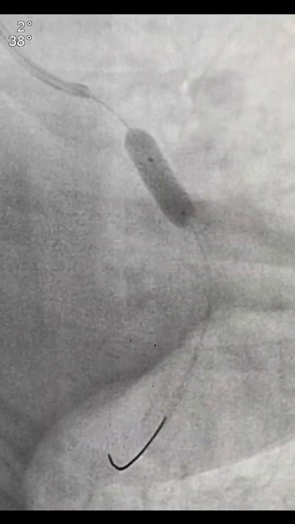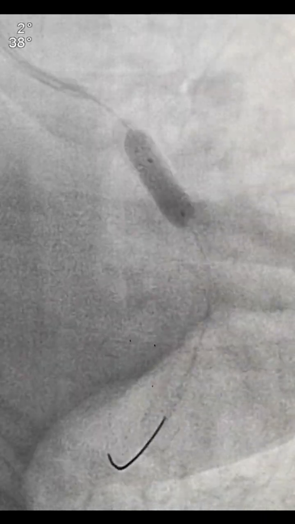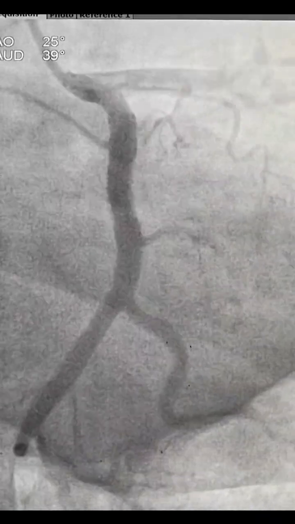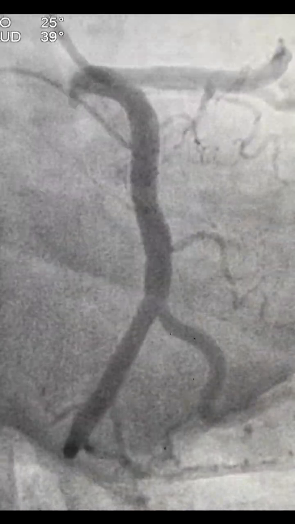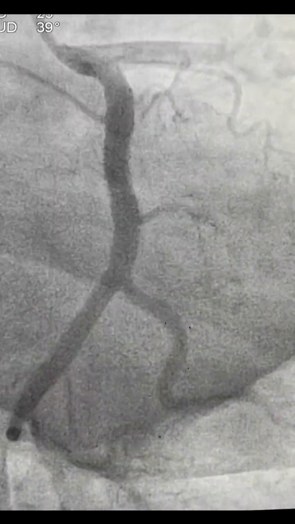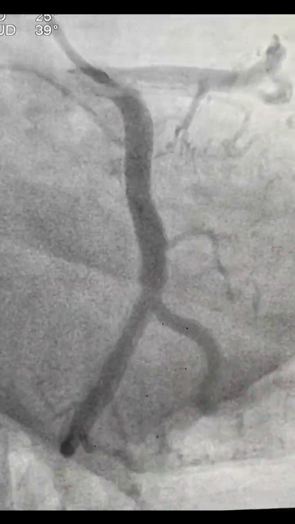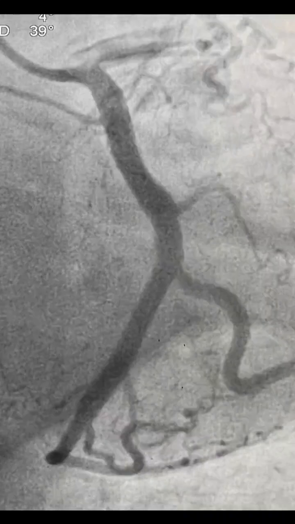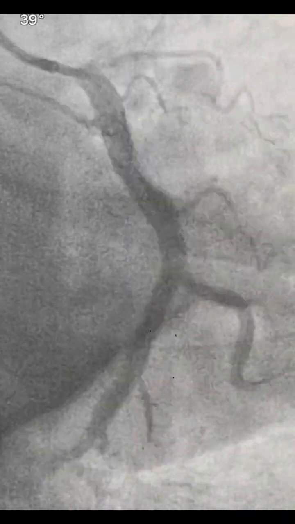Unfortunately this balloon got ruptured while dilating, but fortunately nothing happened to the patient, and this is the picture after the NC. It was an acceptable result, and we accepted this result, and we did the NC at the distal LCX also.